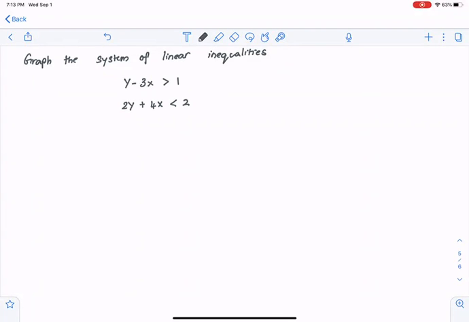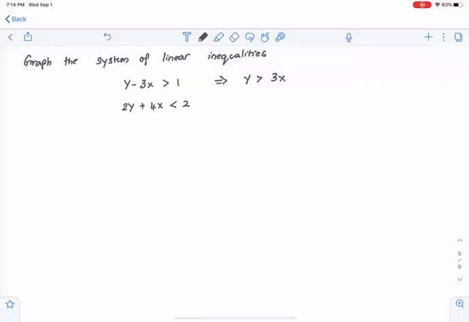So the very first step is to move the x's and numbers to one side. So negative 3x moves to the other side, it becomes positive 3x. 4x moves to the other side, it becomes negative 4x plus 2. But we just need y on the left-hand side. So we've got to divide by 2 on both sides. So 2y over 2 would be greater than negative 4x over 2 plus 2 over 2.